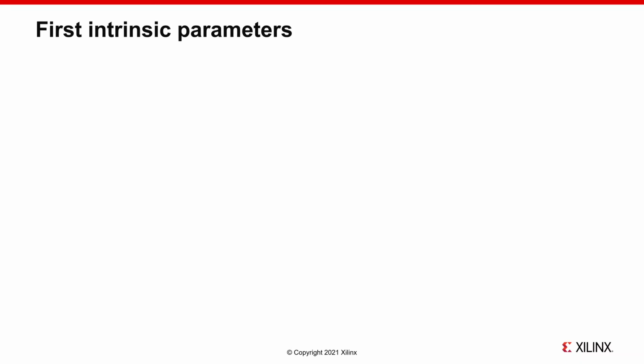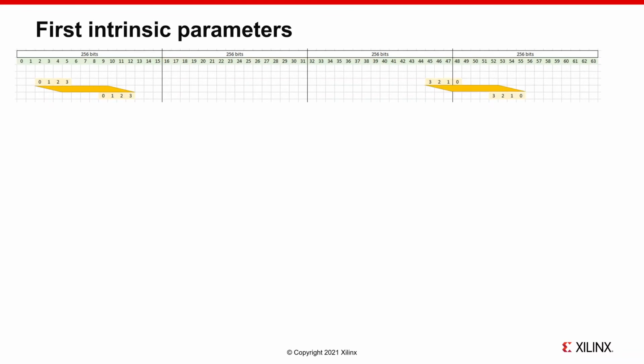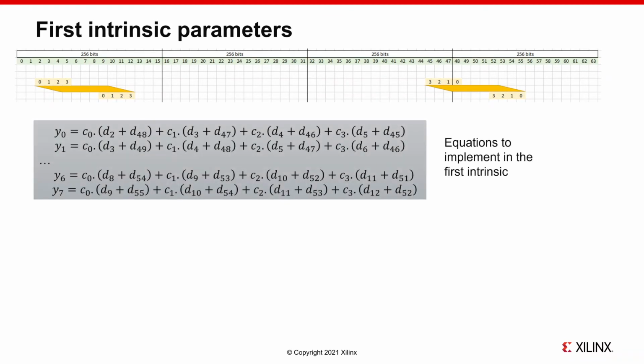The graphical representation of the first intrinsic operation is copied from the spreadsheet. It represents the following operations on 8 lanes. Y0 is equal to D2 plus D48 multiplied by C0, plus D3 plus D47 multiplied by C1, etc. And on lane 2, Y1 is equal to C0 multiplied by D3 plus D49, plus C1 multiplied by D4 plus D48, and so on for all the remaining lines.